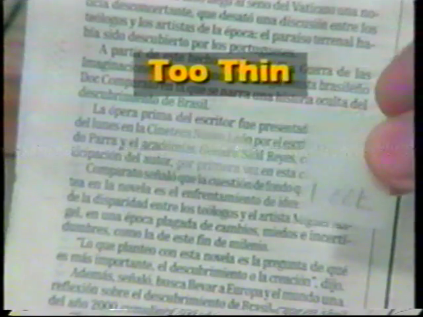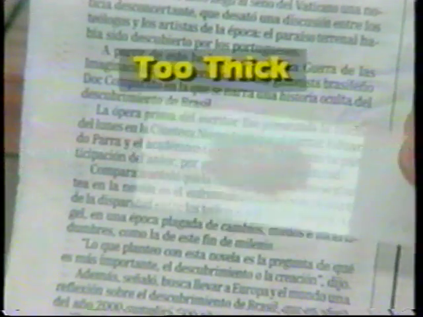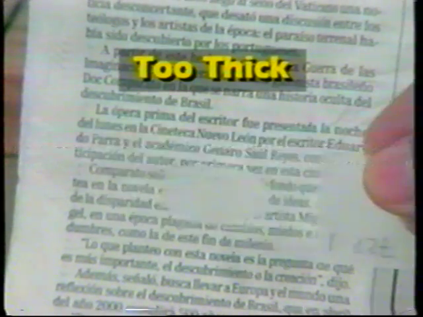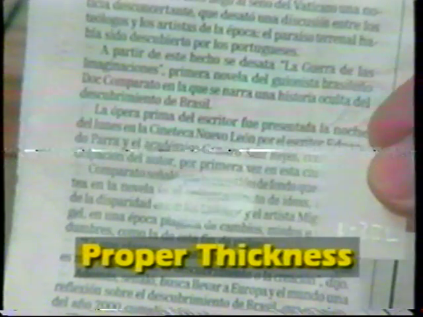How can you tell you have the proper thickness? If it is too thin, the specimen may yield false negative results. If it is too thick, the smear may wash off the slide during the staining procedure. Newsprint can usually be read behind a dried smear when it is the proper thickness.